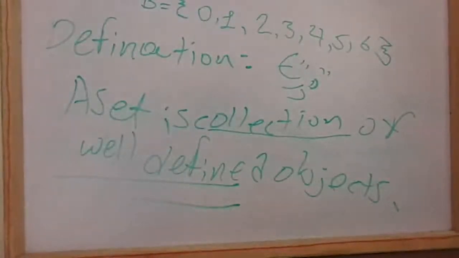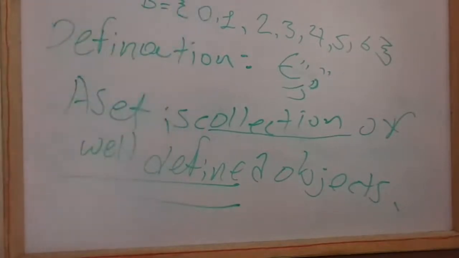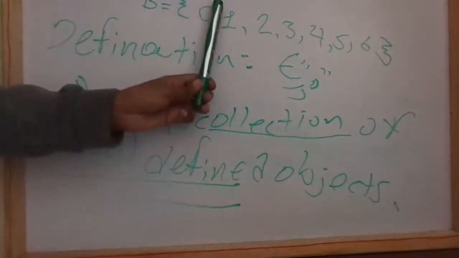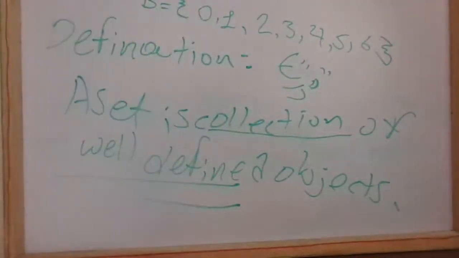I'm sorry for my handwriting because it is too bad. So it says consider the set of the first 7 whole numbers. Whole number: what is a whole number? A whole number is a number that includes 0. A natural number is a number which starts from 1, not 0.